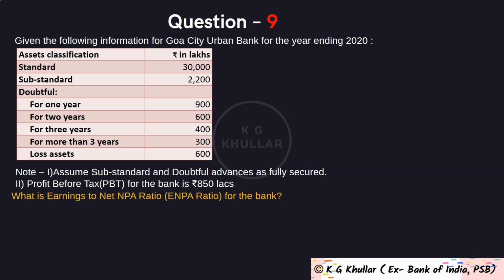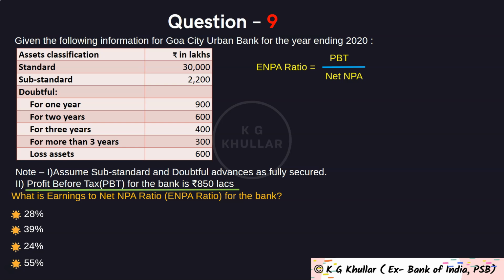And the last question of the case study is, what is earnings to net NPA ratio, that is ENPA ratio, for the bank? And these options are given to you. Friends, ENPA ratio is a very important metric for any bank. And it is calculated using the relation profit before tax divided by net NPAs. Now, profit before tax is given in the question as 850 lakhs. And net NPAs we have already found in one of the previous questions as 3025 lakhs. So ENPA ratio will be simply 850 divided by 3025 equals 28%. Thus the correct option for the given question is option A.